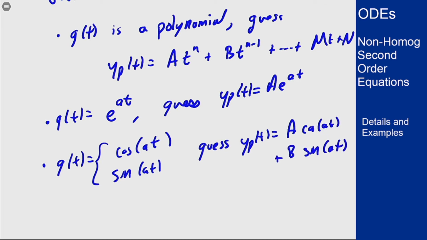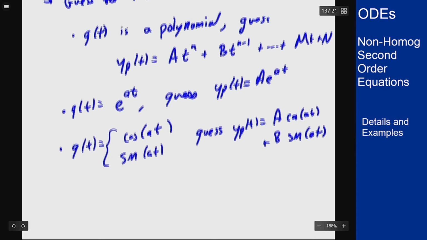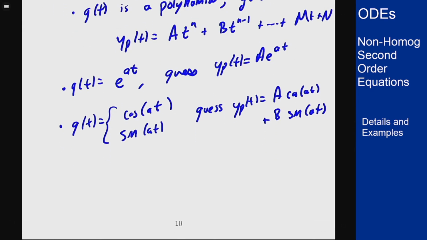And then we have the adjustments to make when things fail. So if something solves the homogeneous problem, you can't guess it for the non-homogeneous problem. You multiply by t until it stops solving the homogeneous problem.